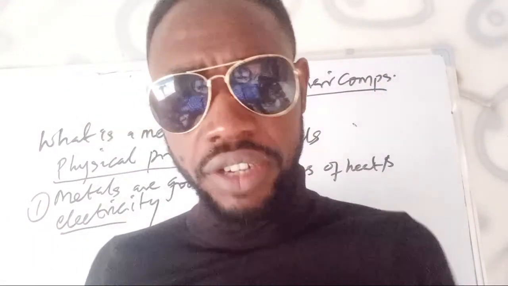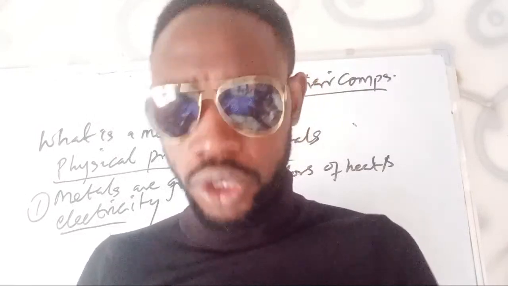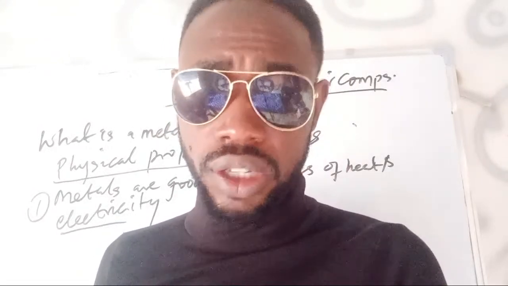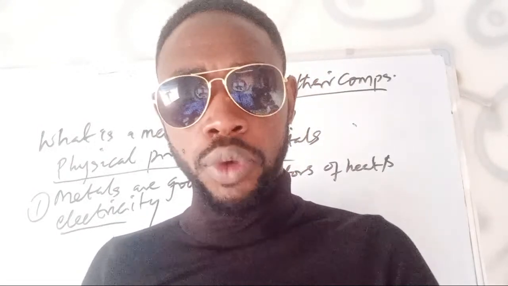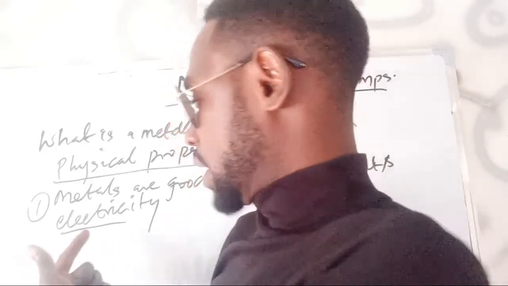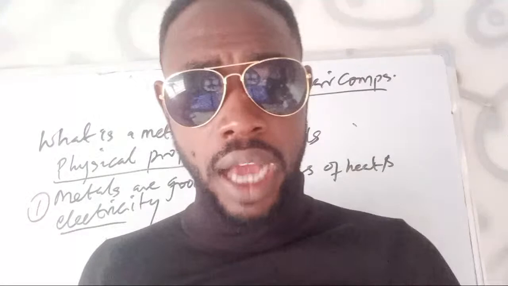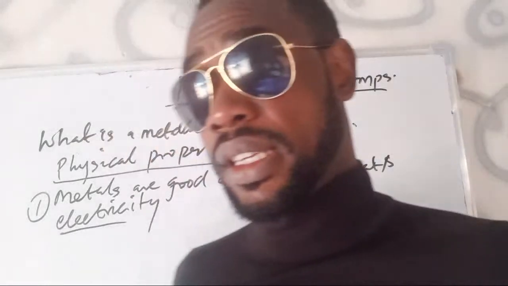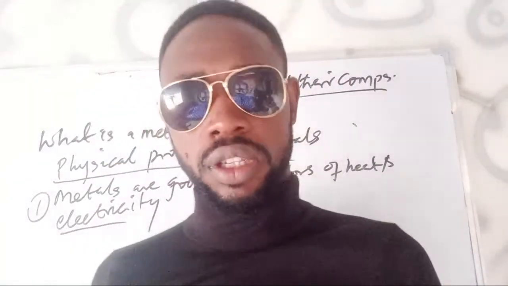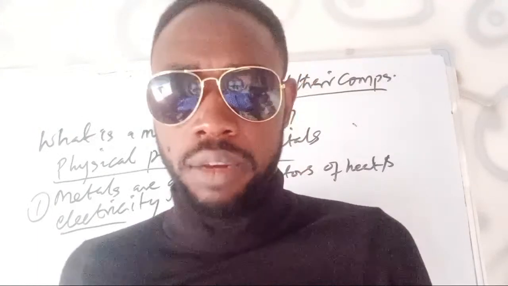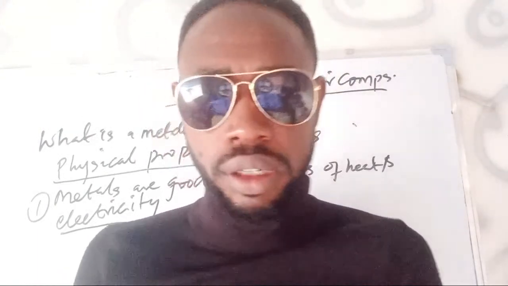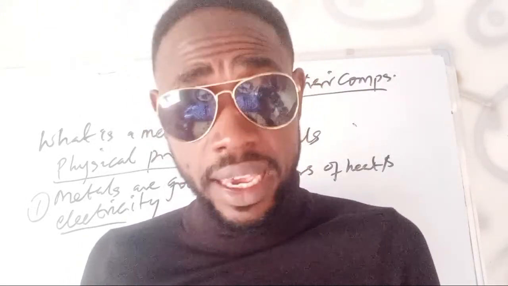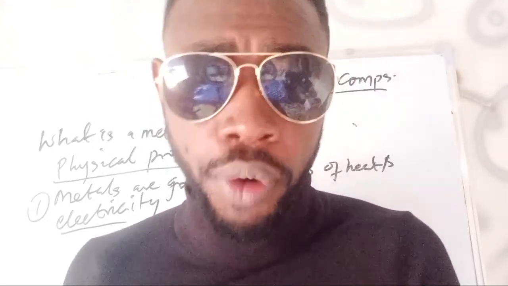Then the electrical conductivity of metals: you know that all the metals actually conduct electricity, but the degree of their conductivity is not equal. The best metal that conducts electricity is silver, the metal with the highest electrical conductivity. Some of those metals, copper and aluminium, follow, then magnesium, beryllium, and gold also have good electrical conductivity. But elements like lead, titanium, and mercury have a poor conducting ability.